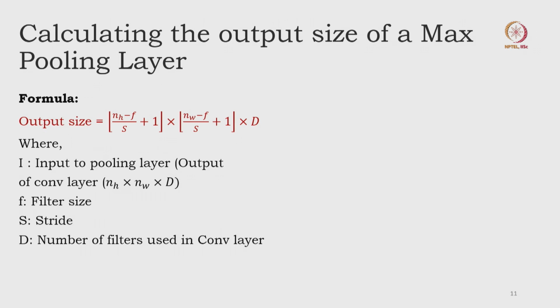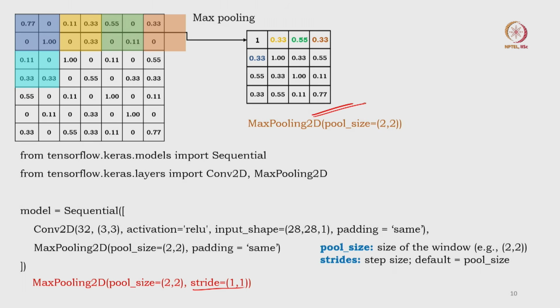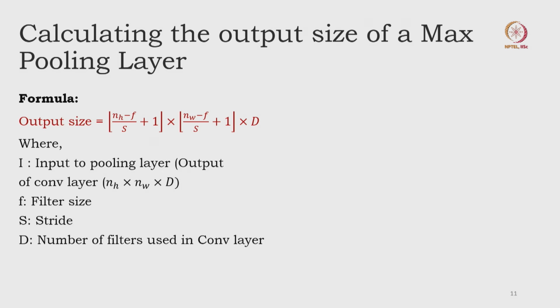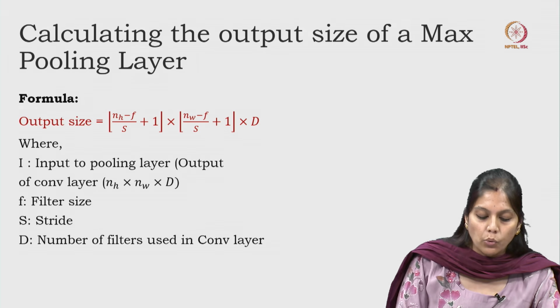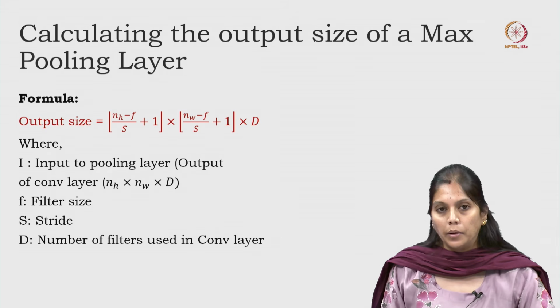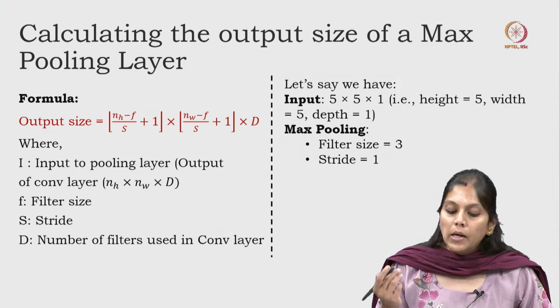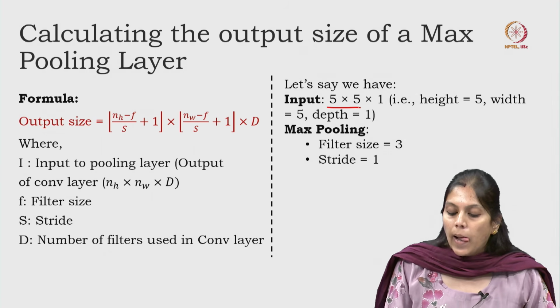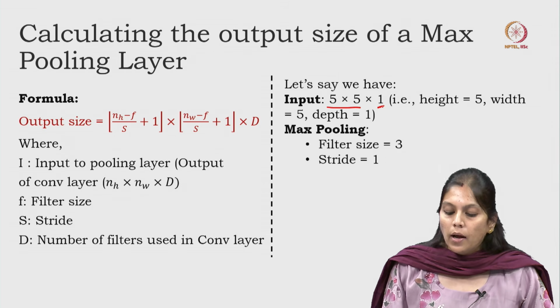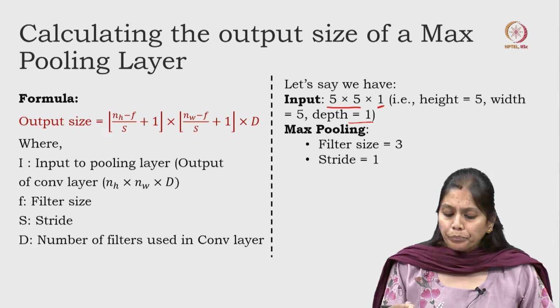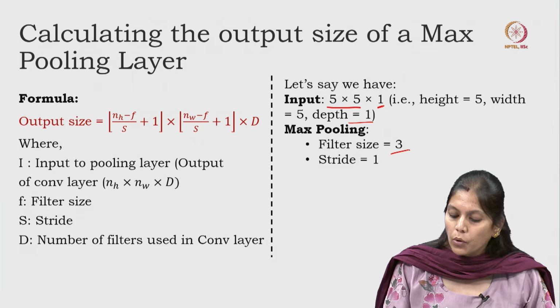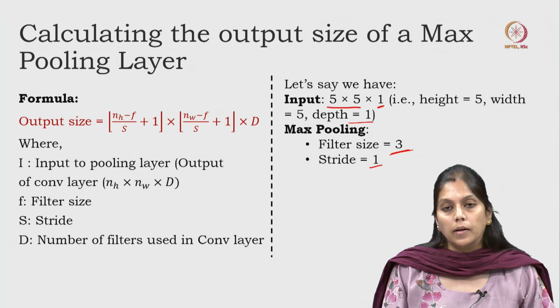Now let us understand how you calculate the output size. How do we calculate the feature map size after the pooling layer? The formula is (nh minus f) by s plus 1, for height and width, into depth, the number of filters used in the convolution layer. Let us take this with an example. Suppose an input image is 5 cross 5 and the channel is 1, which means the depth is 1. The number of filters we are considering is 3 and the stride is 1.